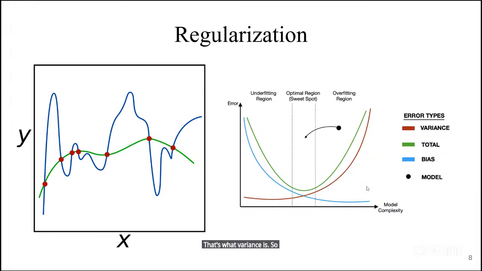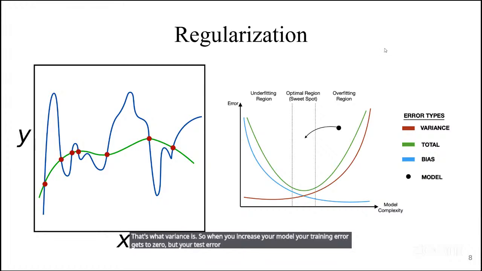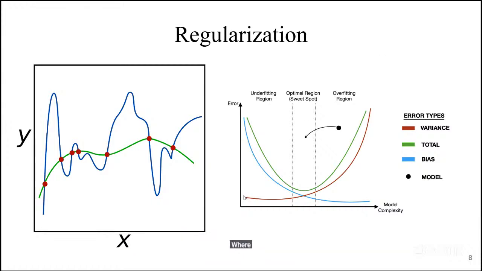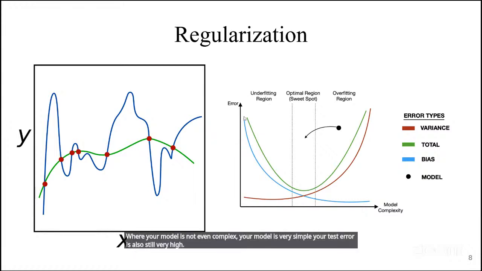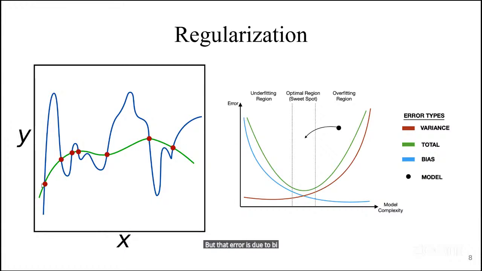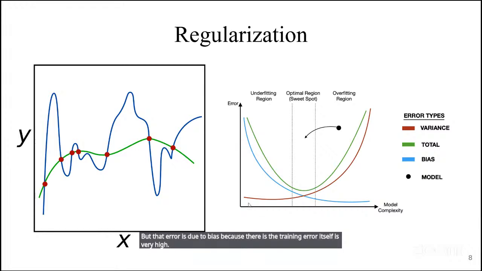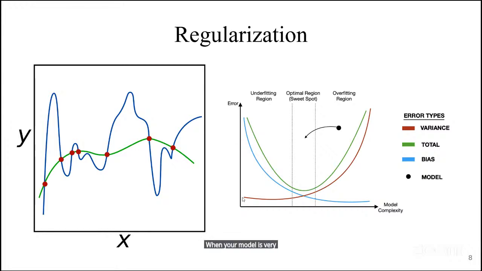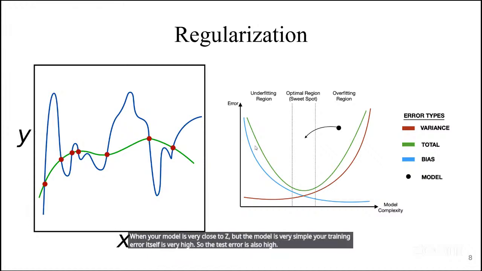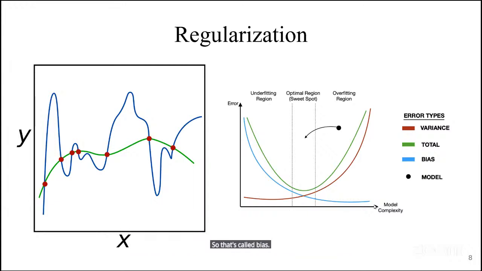So when you increase your model complexity, your training error gets to zero, but your test error becomes very high. When your model is very simple, your test error is also very high, but that error is due to bias, because the training error itself is very high. So that's called bias. When you make your model very complex, training error becomes close to zero, but your test error is still very high, and that error is due to variance.